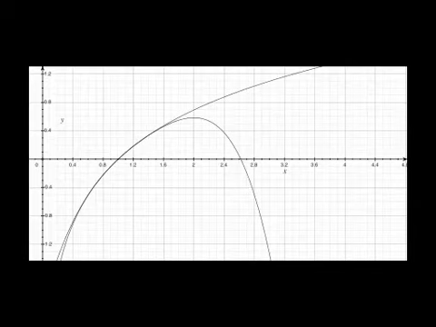So the more pieces we add to it, the better our approximations are. And so that's going to be that for this, and then we've got one more video to watch.